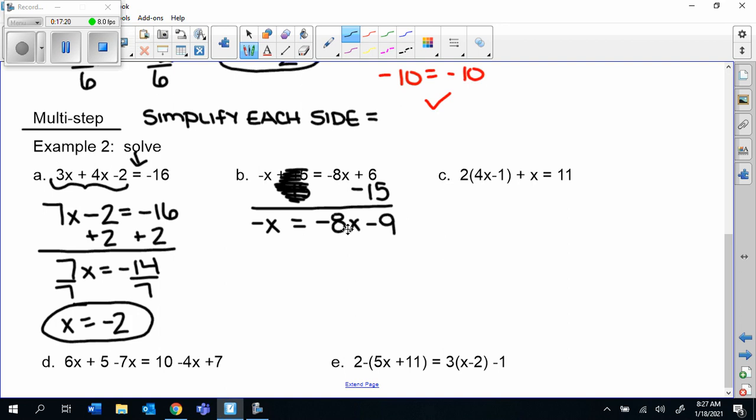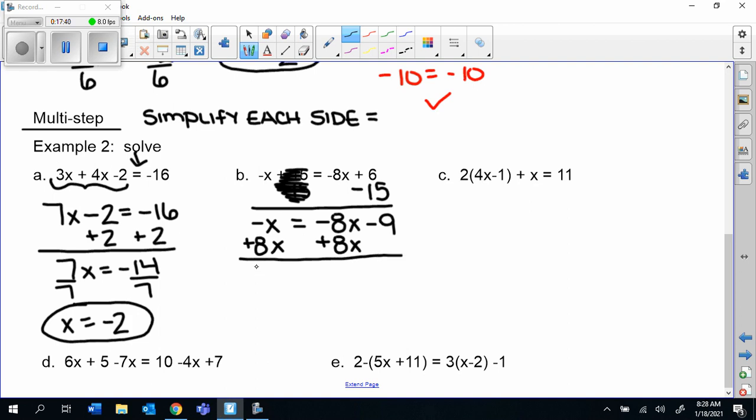And then here, I am going to add this 8x because I need to do the opposite. And I want to get all of the x's to the left. So now I'm going to jump that over. This is kind of a new step. We've never had an x show up on the right before. So we want to bring it over to the left-hand side of the equal sign.